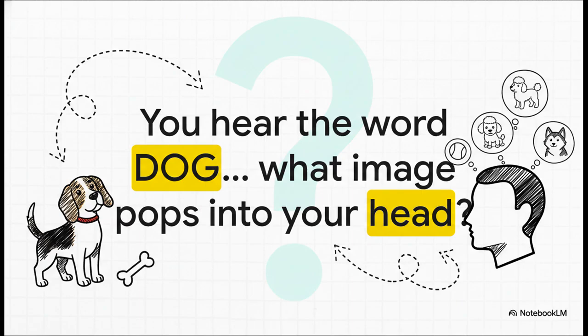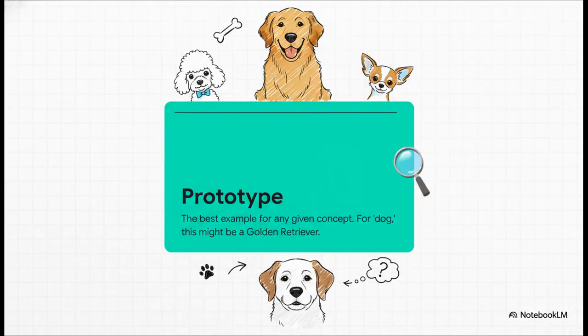All right, let's start with a really quick experiment. I'm going to say a word, and all I want you to do is notice the very first image that pops into your head. Don't force it, just see what shows up. Ready? The word is dog. Got it? Okay, hold on to that image. So, what did you see?